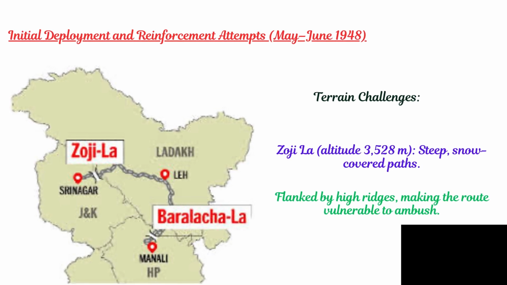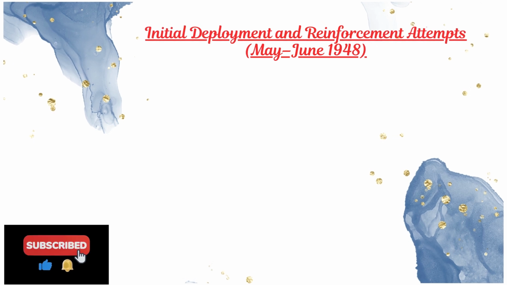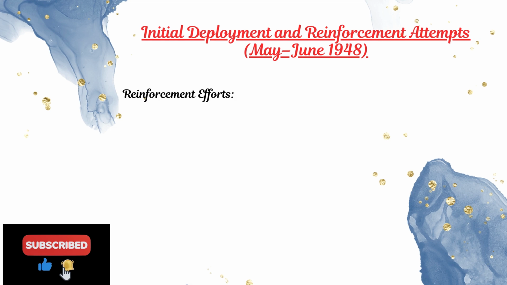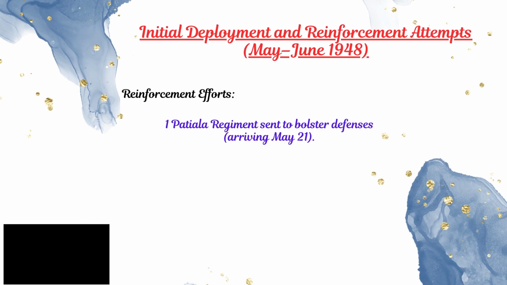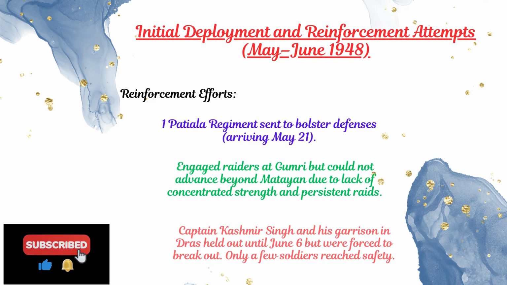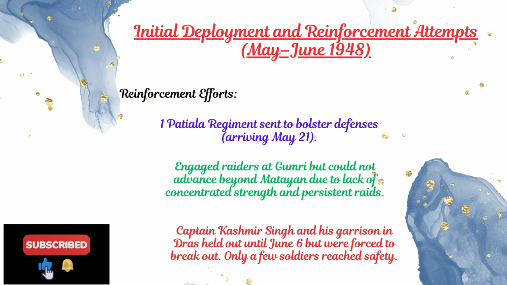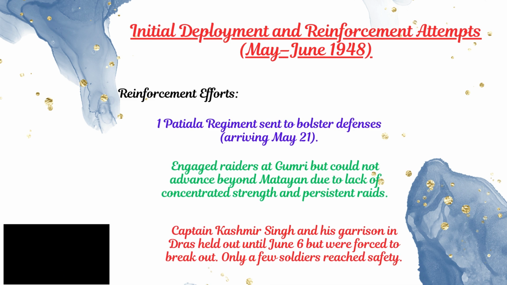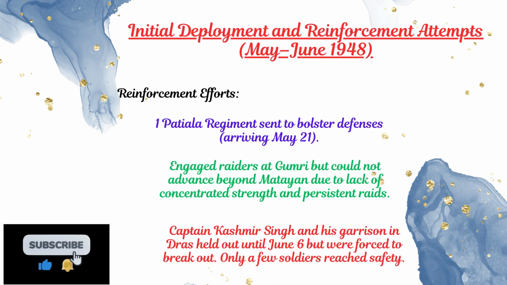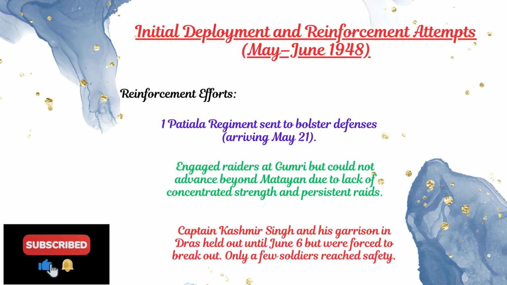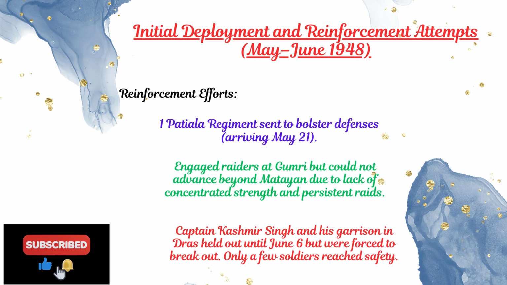Let's now discuss the reinforcement efforts during May-June 1948, as the Indian forces tried to hold critical positions and push back against the raiders. These efforts faced tremendous challenges, and unfortunately, their success was limited. Arrival of 1 Patiala Regiment, 21st May. The 1 Patiala Regiment was sent to bolster the defenses and counter the raiders. They managed to engage raiders at Gumri, halting their advance temporarily.